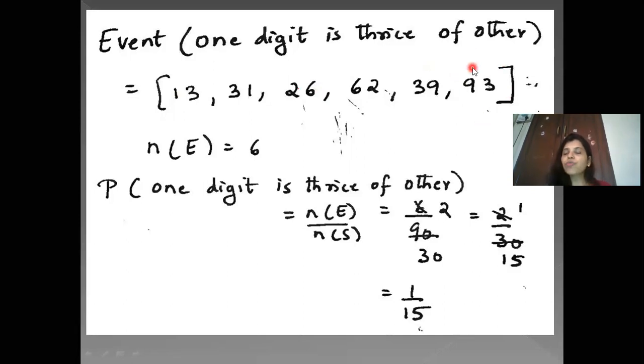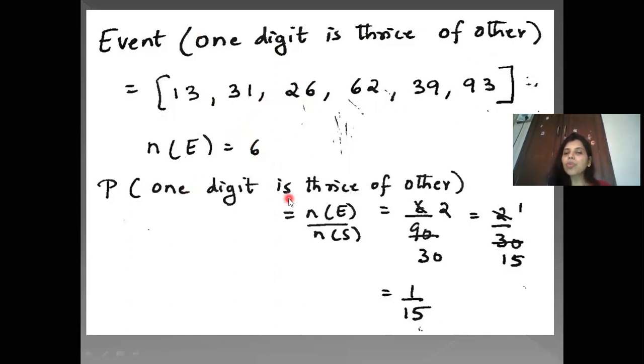4 if you select. 4 threes are 12. It cannot be a two-digit number. So now ignore after 4 onwards. So these are the numbers now which you have selected, that the one digit is thrice of the other. Now you can see in the event there are 1, 2, 3, 4, 5, 6 numbers. So number of event is 6.